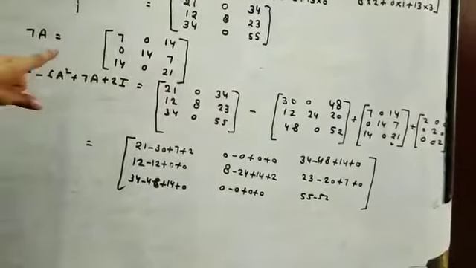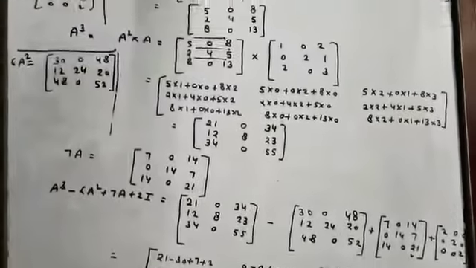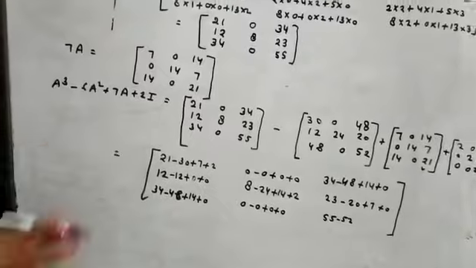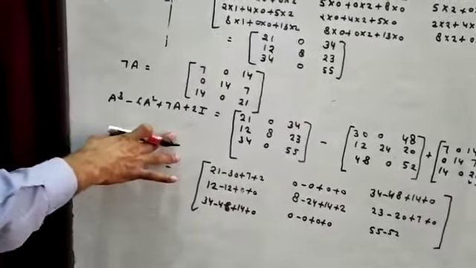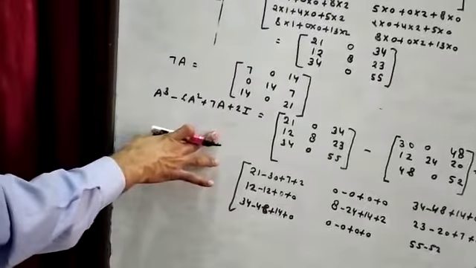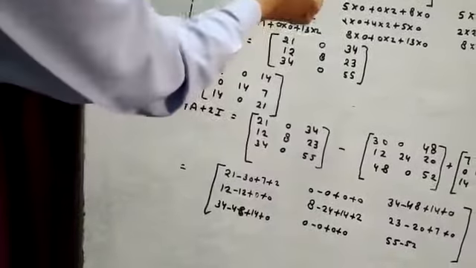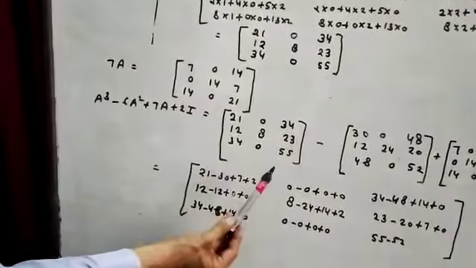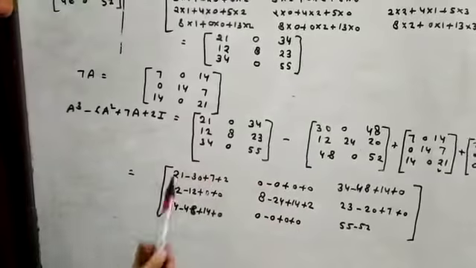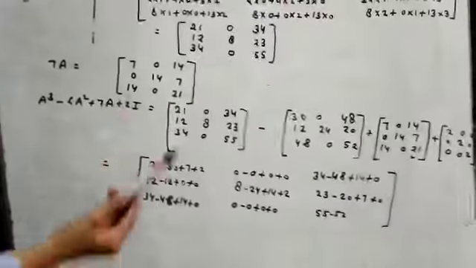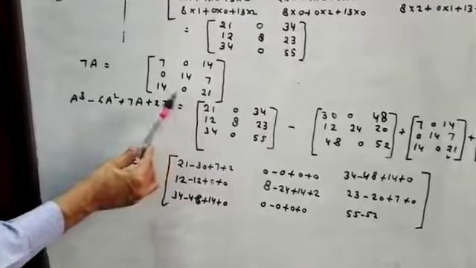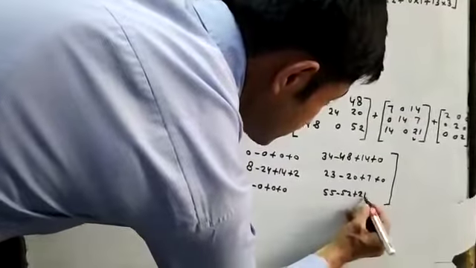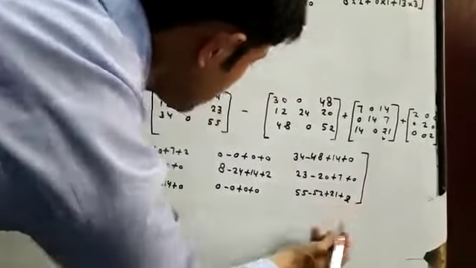One minute. 7A. No, 7 3s are 21. Okay, right. After it, one minute, A cube. Very last question. 6A square is 55, 21 plus 7A, 21. I think one minute, there is something wrong.